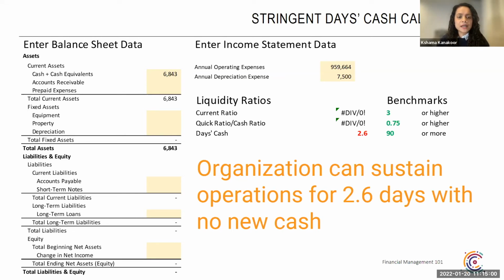So in this case, we have 2.6 days cash, which means that it can only pay operating expenses for 2.6 days if there was no other cash coming in. And just in terms of the tool that we're introducing, the left side is your balance sheet, your middle has the income statement, and the liquidity ratios are calculated below, which is compared against the benchmark. So next slide, please.